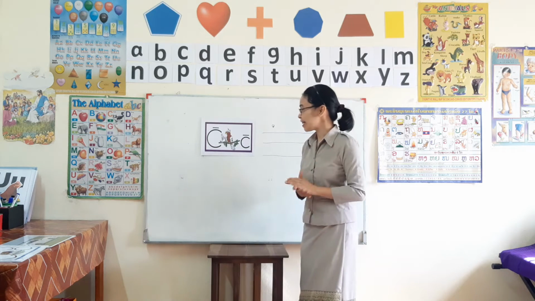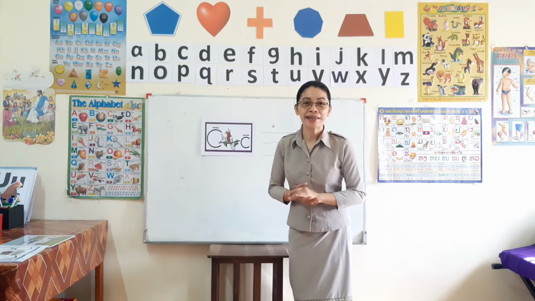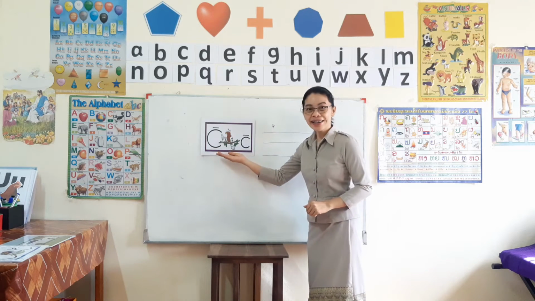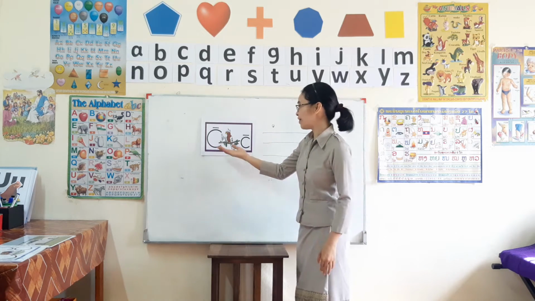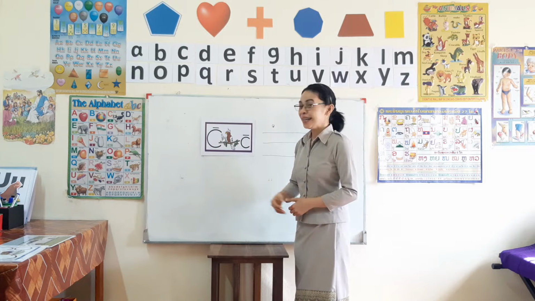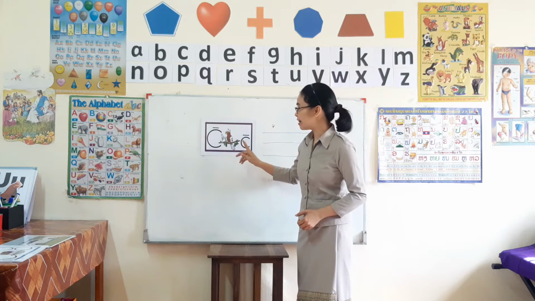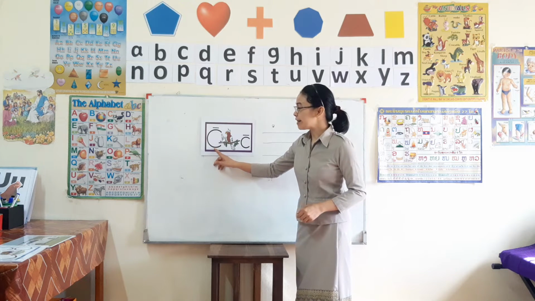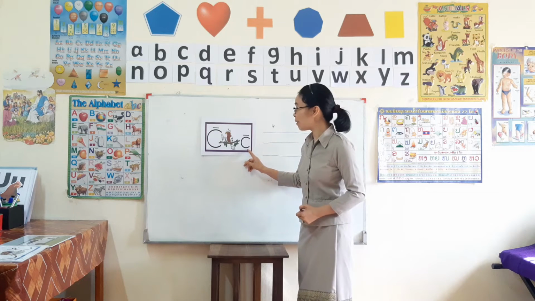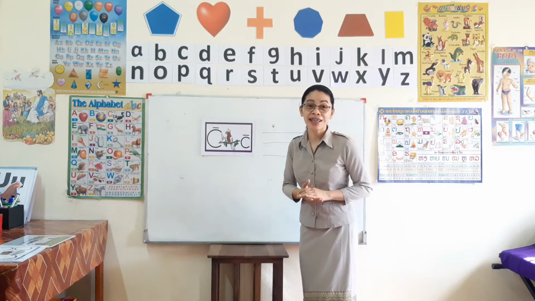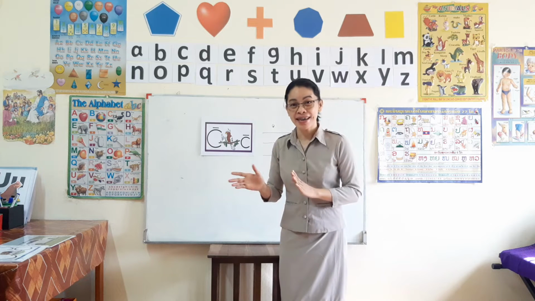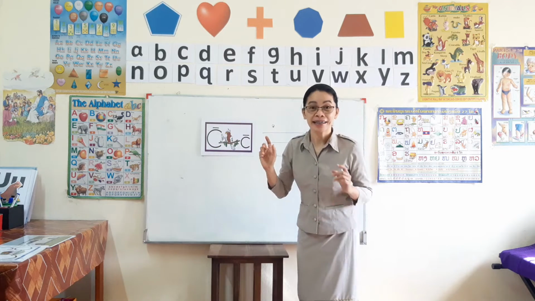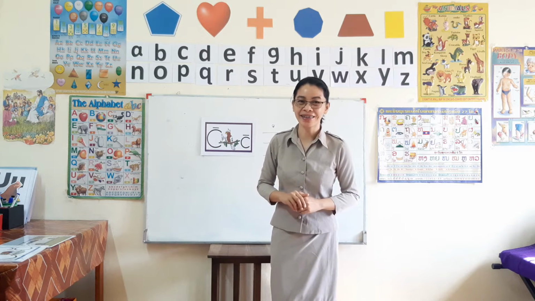Okay, let's get started. We're done with the letter A and letter B, and now we'll go to the letter C. Very good, this is the letter C. This is the uppercase C, and this is the lowercase C. In other words, this is the big C, and this is the small C. But they have the same sound, okay? K, k, k. That's the sound of letter C.